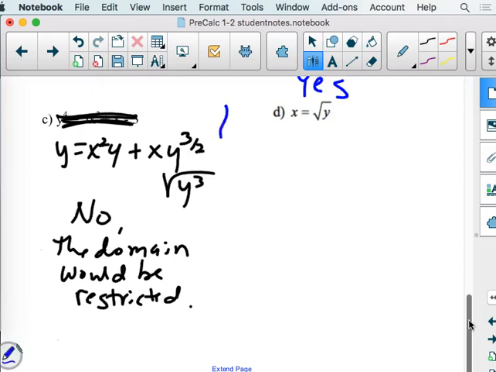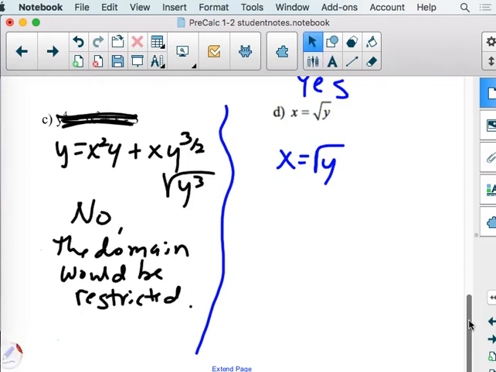D. Well, y is almost by itself. How do we get it by itself? We square both sides.